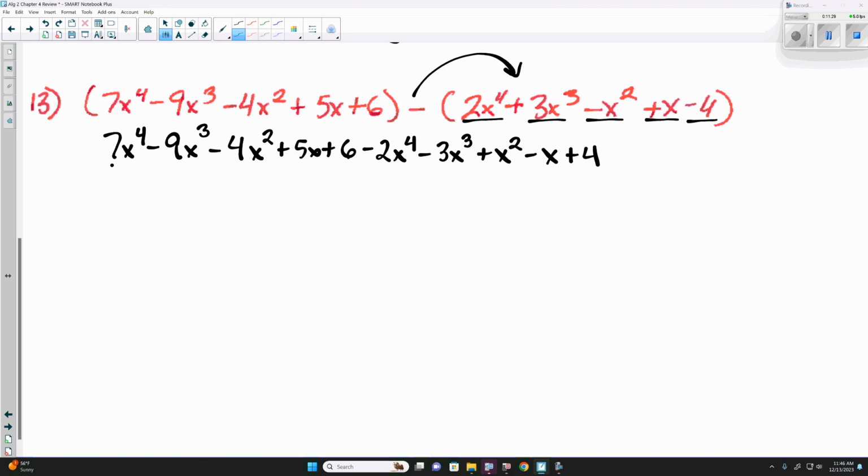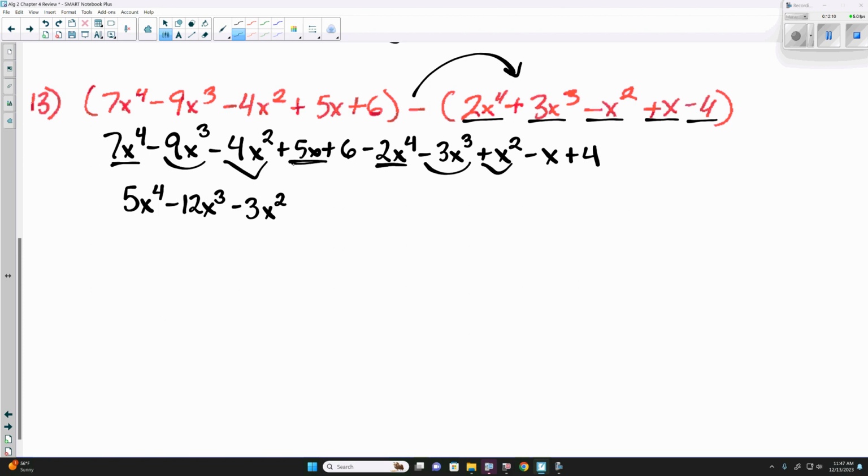And now we combine our like terms. Do the same as what we did for the problem before. X to the fourth is the biggest term, so it's going to go first. 7x to the fourth minus 2x to the fourth. 7 minus 2 is 5x to the fourth. Negative 9x cubed minus 3x cubed. Negative 9 minus 3 is negative 12x to the third. Negative 4x squared plus x squared, negative 4 plus 1 is negative 3, and we still have our x squared.